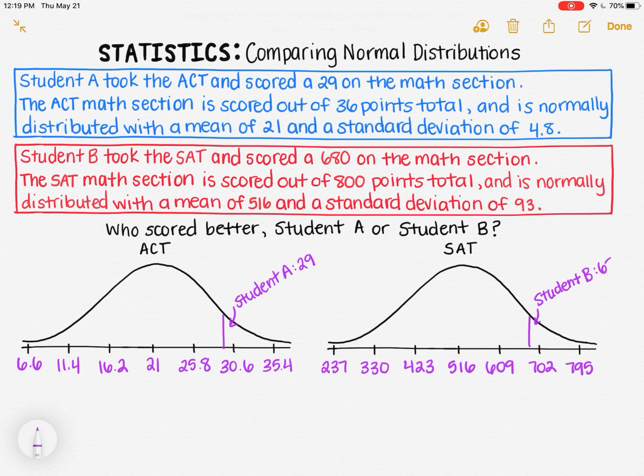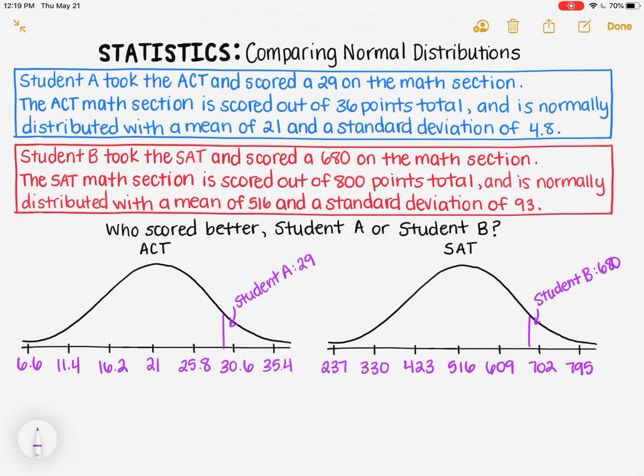Now, as you can see, student B's score is also to the right of the mean, so it's higher than the mean, pretty close to the right side. If we try to compare where each student's score is on the curve, as you can see, they're very, very close. It's pretty much impossible to tell just by looking at where each score is on the curve who did better.